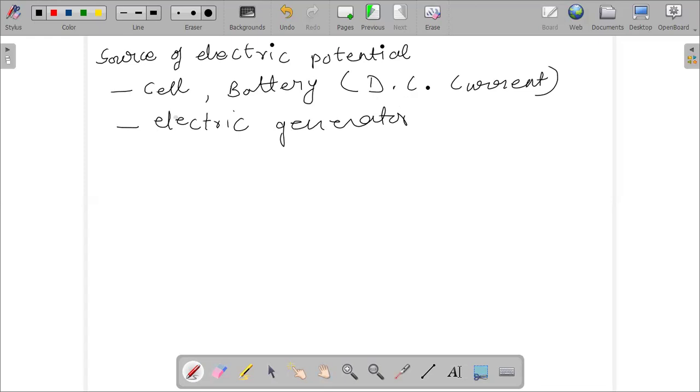So DC current is obtained from sources like cell and battery, whereas the electric generator can generate both types. It can generate either DC or AC. AC means alternating current, the current that we use at our home. The current supplied at our home is AC current. Understood this? Yes, sir.